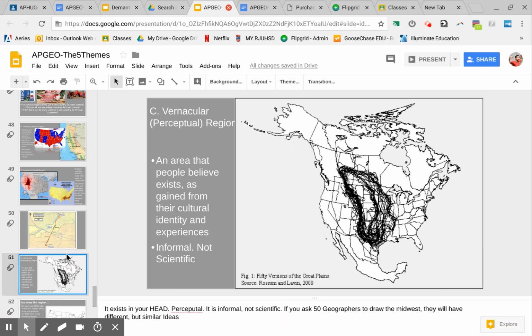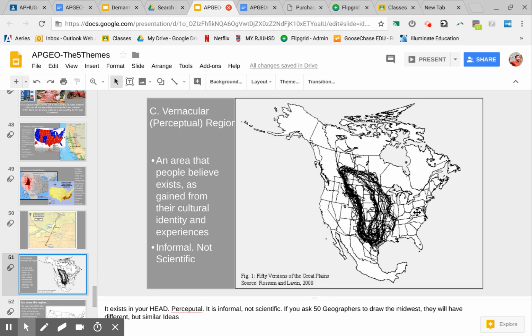The third is vernacular or perceptual region. Easiest to remember is perceptual. Vernacular used to mean like the way you speak, and now it's a different word, but it's a perceptual region. And this is an area people believe exists, and we know it from our cultural identity. This over here is 50 different drawings by 50 different geographers when someone said you need to draw the Midwest. So look, they're all very similar, but you'll notice each one is slightly different, right? It's informal. It's not scientific. It's sort of the idea of a place.